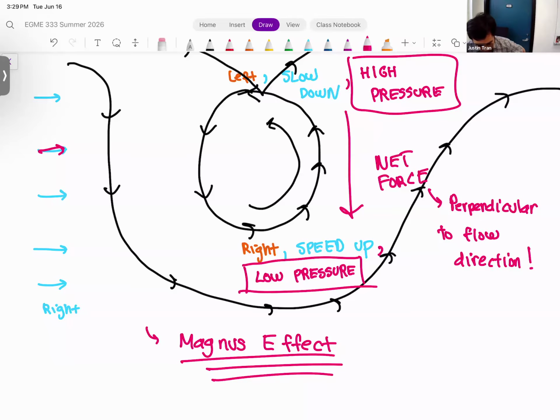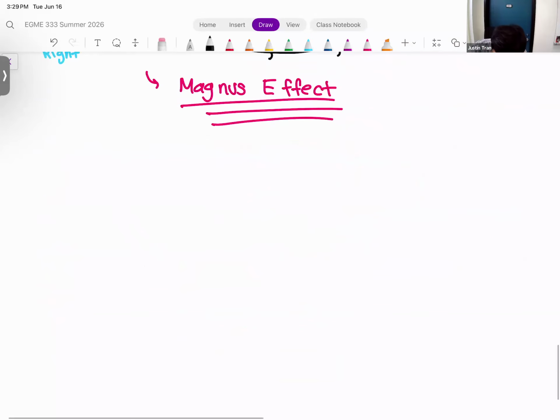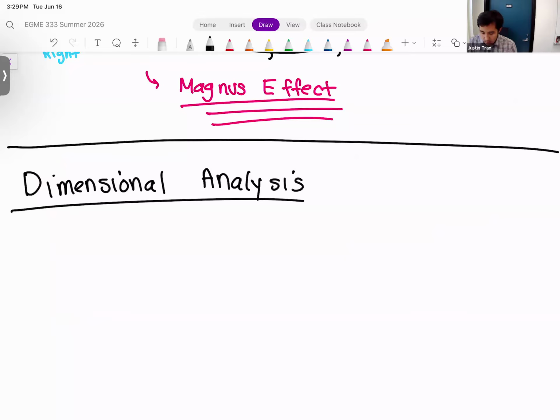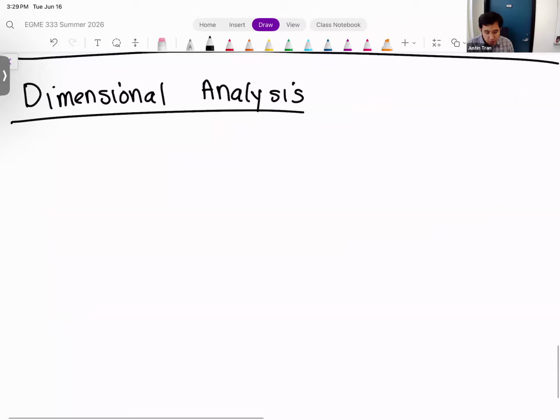Okay. All right, so let's go ahead and move on to the next topic. Okay, so the next topic is dimensional analysis. Now, like I mentioned at the beginning of class today, dimensional analysis is kind of an odd duck topic to have in fluid mechanics.